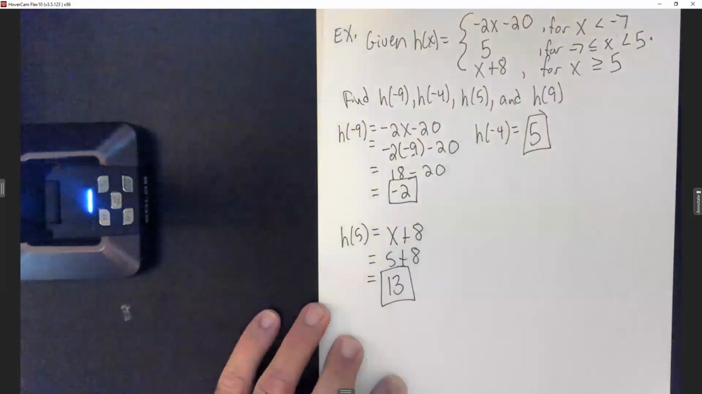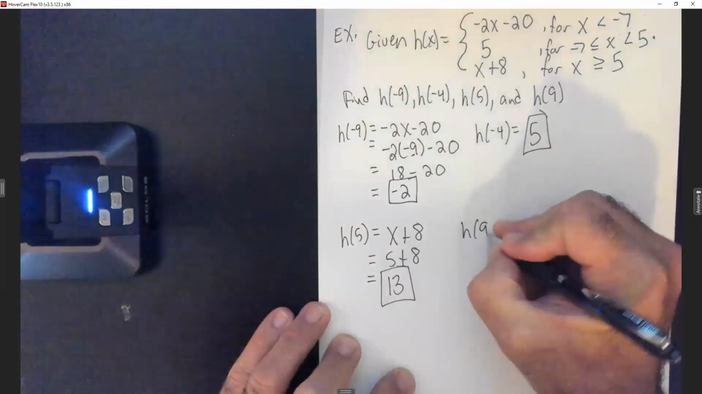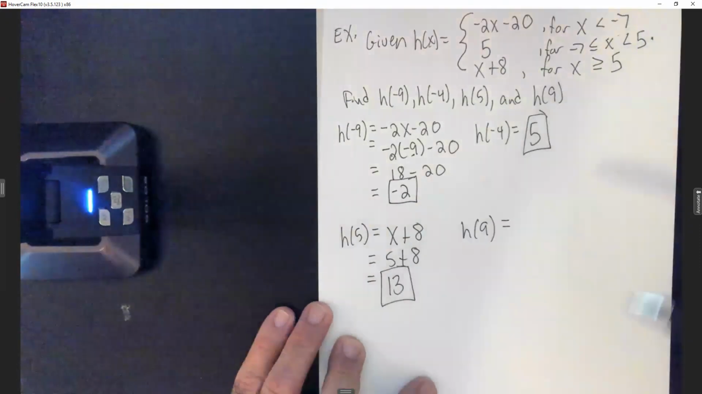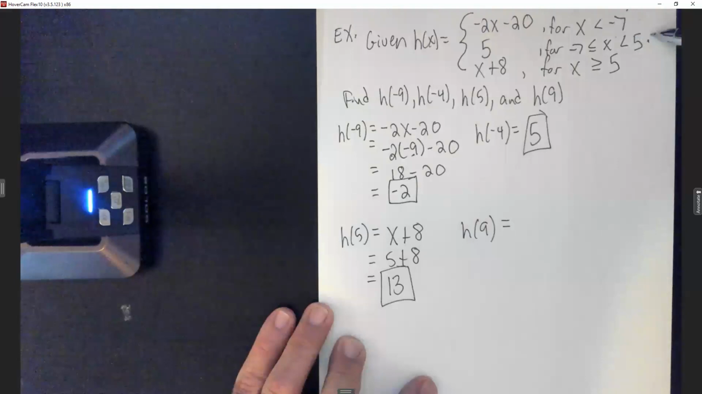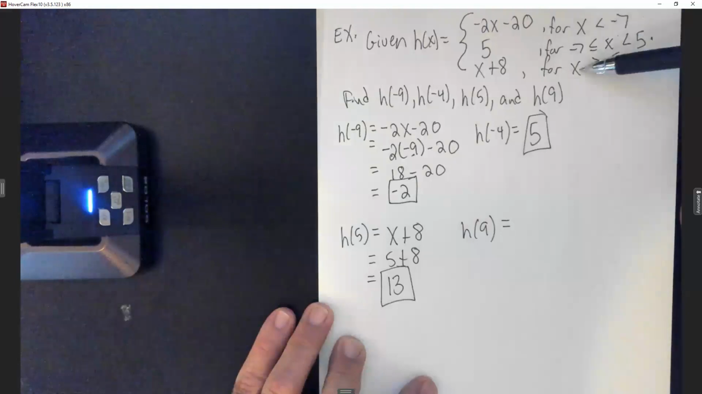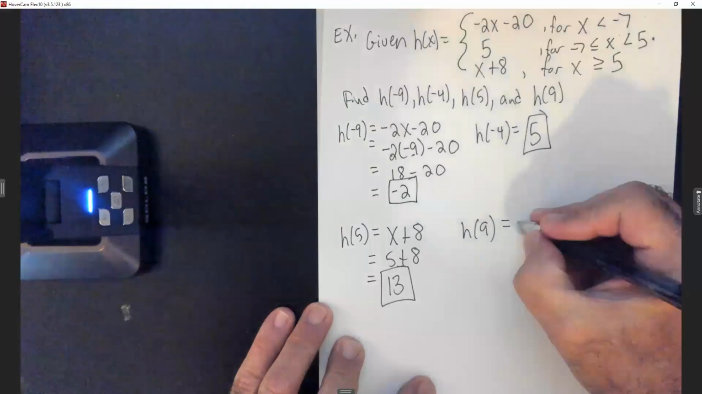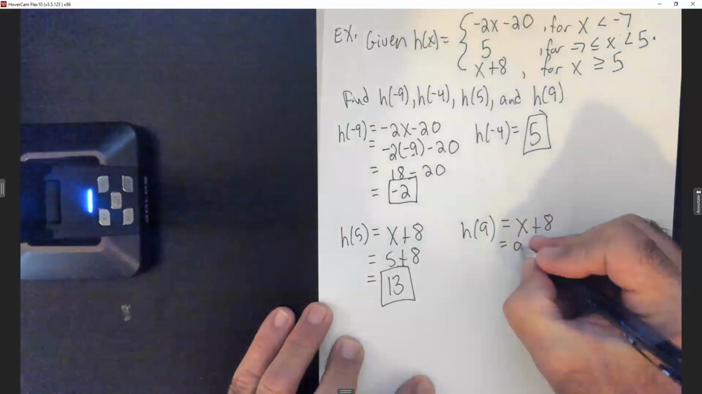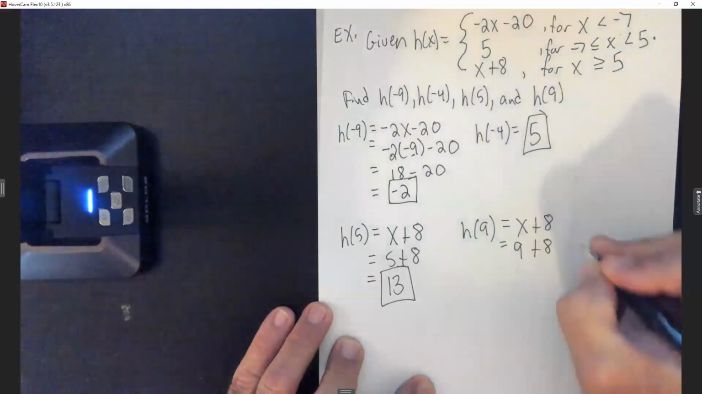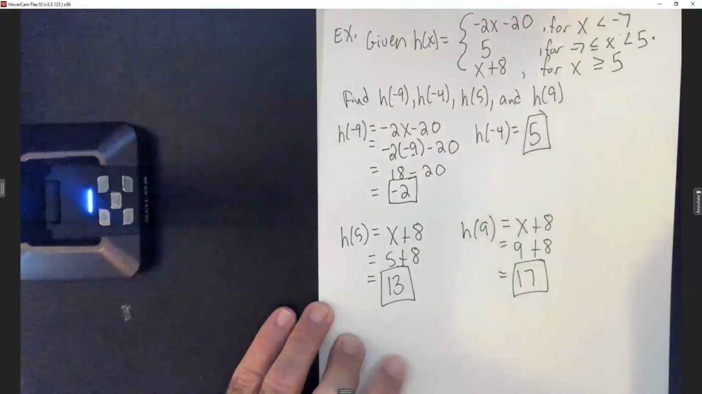All right, y'all, what was left? h of 9. All right, so let's see. 9 is not less than negative 7. 9 is not in between negative 7 and 5. 9 is greater than 5, so I would use the last equation, which is x plus 8. Replace the x with the 9, so 9 plus 8, which will give me, what's that, 17. Final answer.